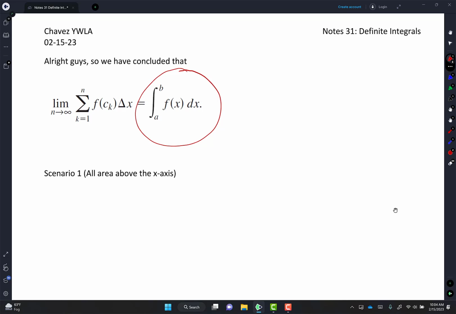So since I ruined it, I'm gonna do the proof tomorrow about why this means area under the curve and why it also means antiderivative. That's called the fundamental theorem of calculus. So for now, since I already ruined it, I'm just gonna go ahead and talk about definite integrals, which just means area under the curve.